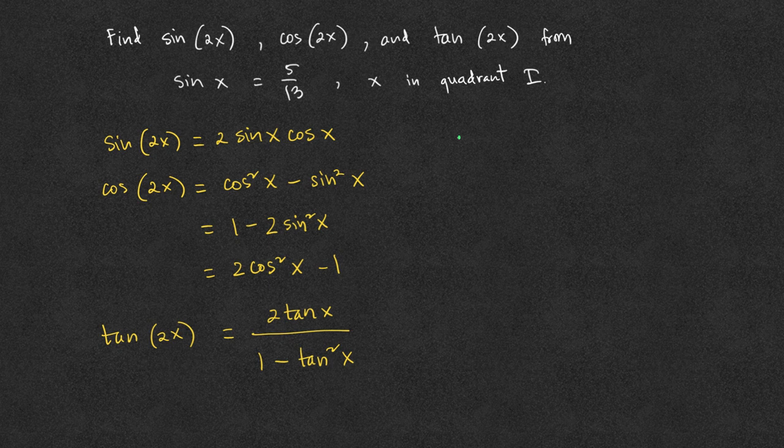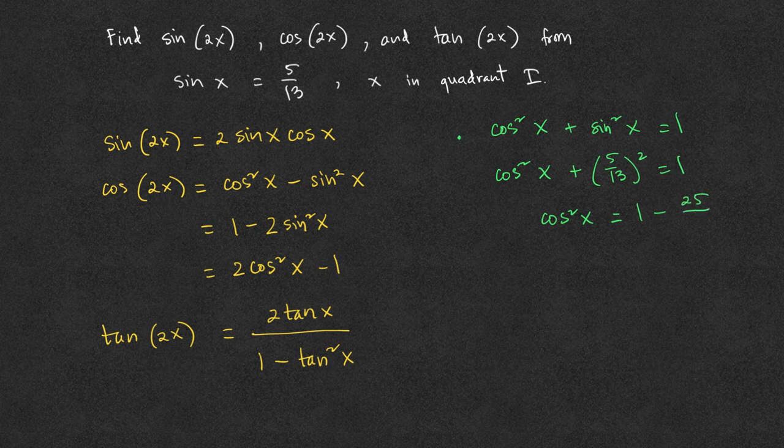Using the trigonometric identity, the Pythagorean identity, we have cosine squared x plus sine squared of x equals 1. Given sine, we need to find cosine, so this is the identity that relates the knowns and unknowns. We're looking for cosine of x in this case. Cosine squared of x plus sine of x squared, with sine of x given as 5 over 13, and we isolate cosine squared of x first. This is 1 minus 5 squared, which is 25, over 13 squared, which is 169.